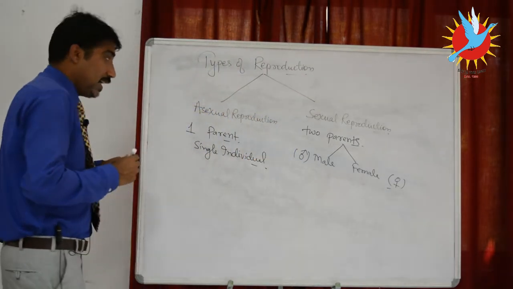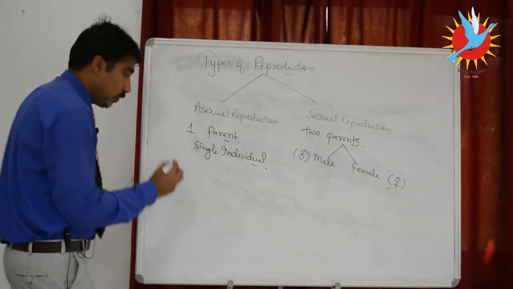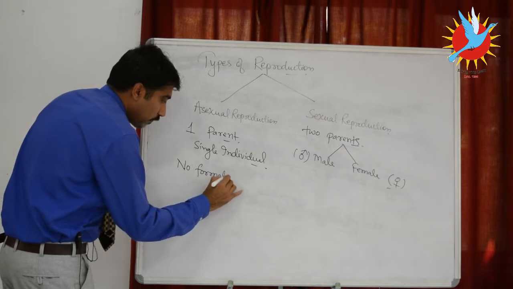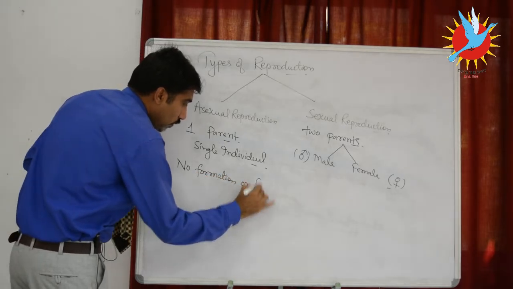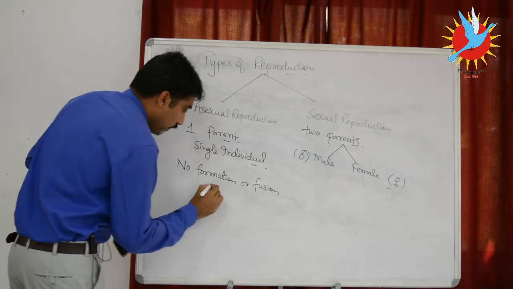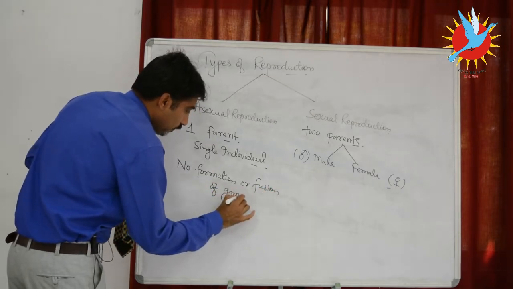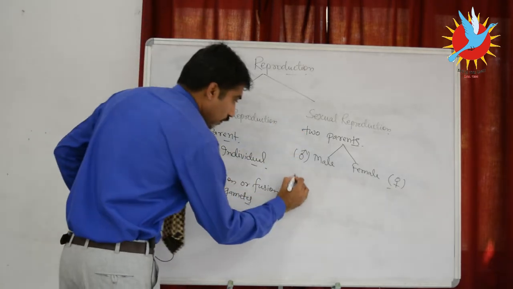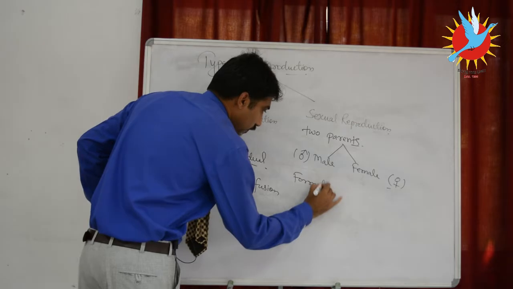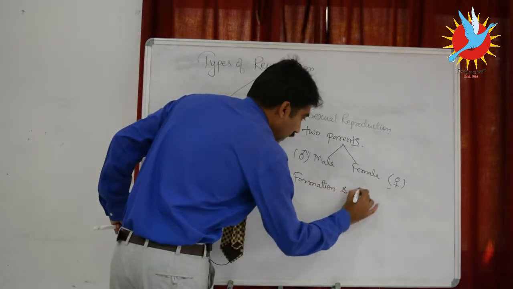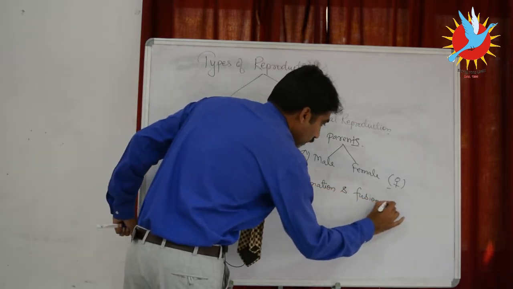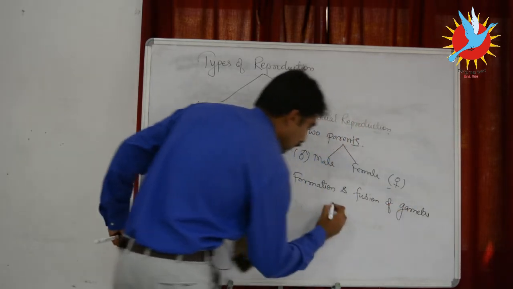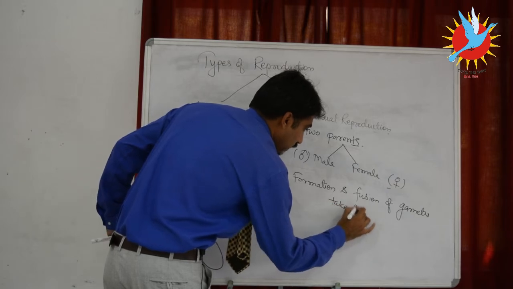So our second difference is that in asexual reproduction, no formation or fusion of gametes, while in sexual reproduction, formation and fusion of gametes take place.